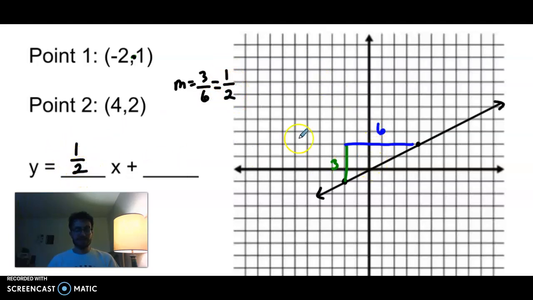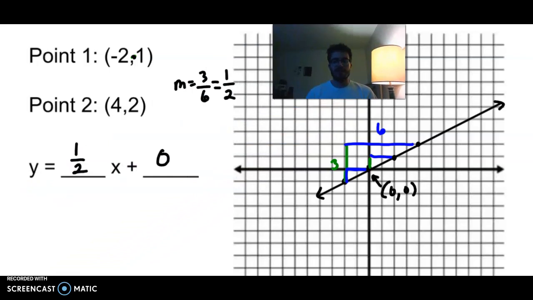Since I know that the slope is 1/2, I can use that to help me find other points. If I go up 1, I go to the right 2. So there's a point. If I go up 1, I go to the right 2. So there's another point. And there's my y-intercept, (0, 0). So the y-intercept is 0. And then I can write my equation as y equals 1/2 x, because since we're adding 0, we don't need to show that.